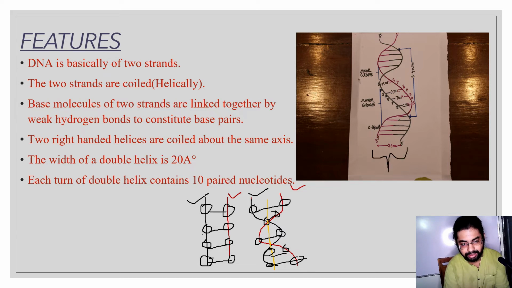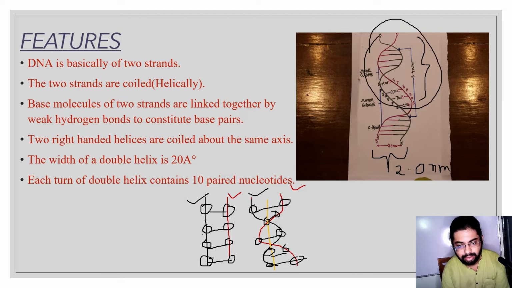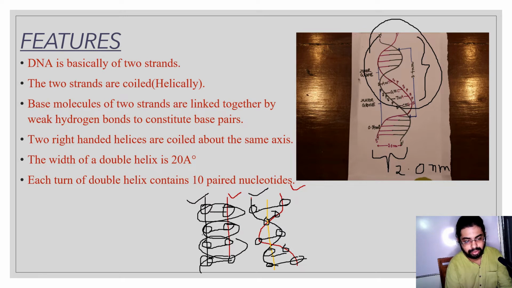So the width is like here, it is 2.0 nanometer or 20 angstrom, and each turn of the double helix contains 10 base pairs. So this is one turn, right? This is one turn. So this turn of the double helix contains 10 paired nucleotides. That is, this is one paired nucleotide, this is another paired nucleotide, this is another. So there are a total of 10 paired nucleotides in every turn of the double helix.